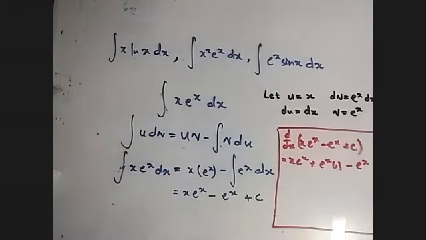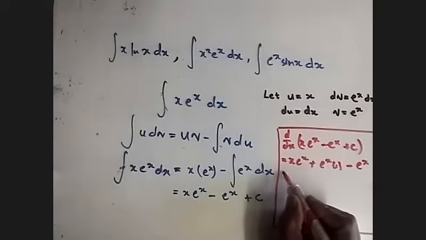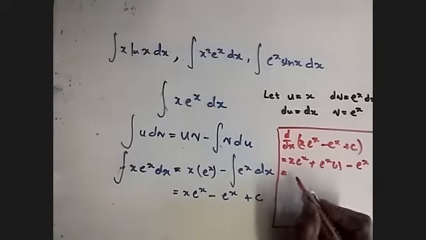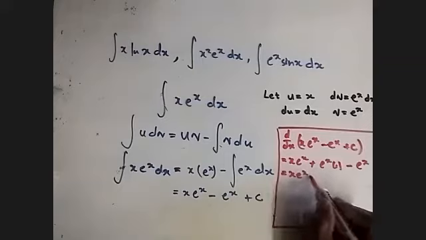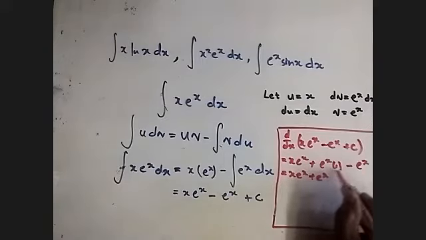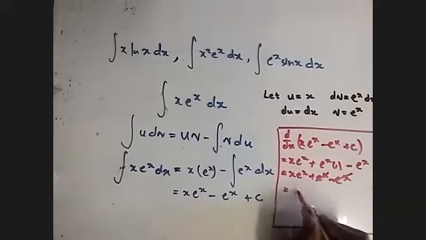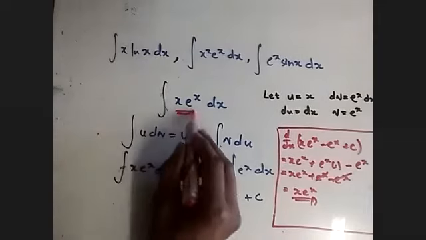So I'm not going to write that one there. This hence will become x e to the x plus e to the x, because this is just 1, minus e to the x. As you can see, this and that cancel out. Then we get what we have.